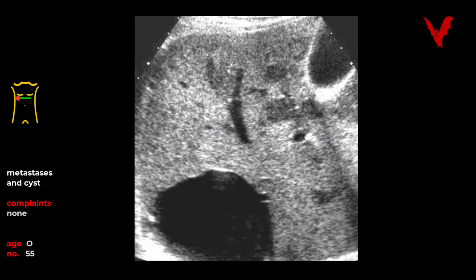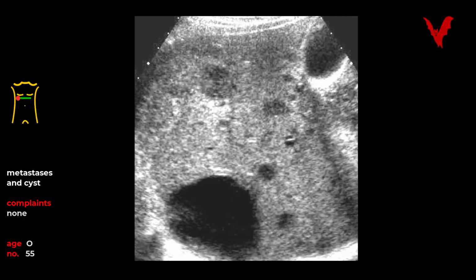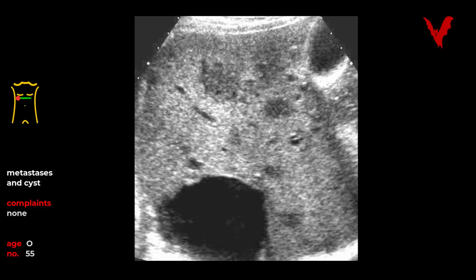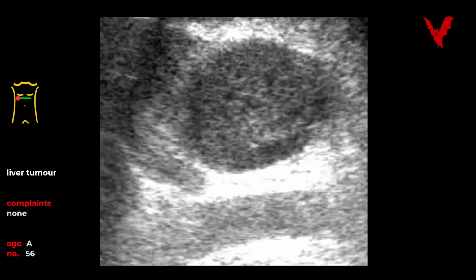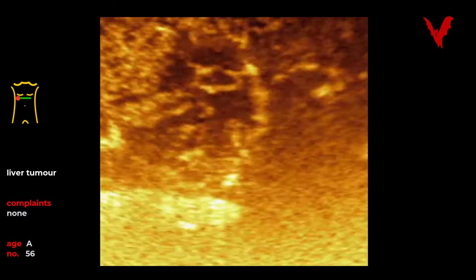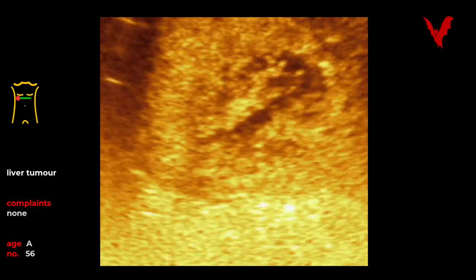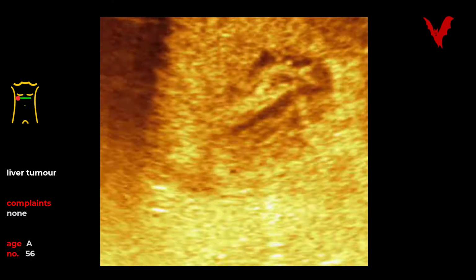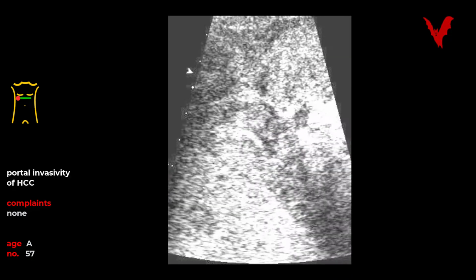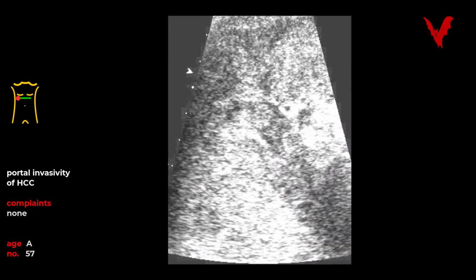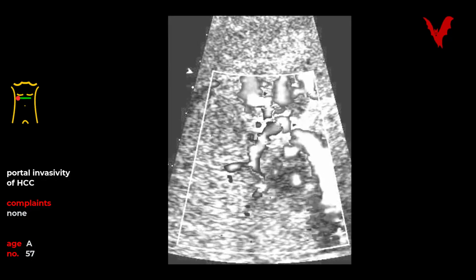In case 55, both types of focal lesion are found together, the less prominent being the more important. At first glance in figure 56, this looks like an adrenal tumor, but contrast study reveals the true nature of the mass. A typical HCC in figure 57.